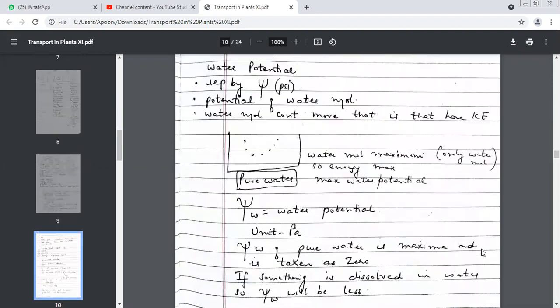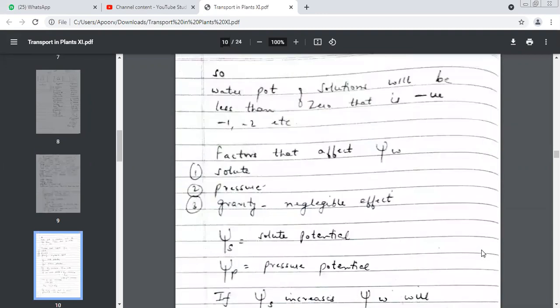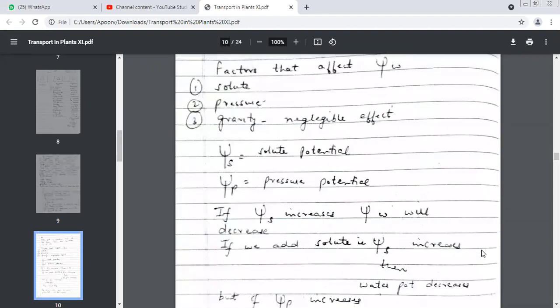I was doing water potential with you. Now let's do factors that affect water potential. We did what is water potential? The potential of water molecules, or the capacity or power of water molecules, is called water potential. It is represented by Xi. And what is its unit? Pascals. Very good. What is the value of water potential of pure water? Zero.